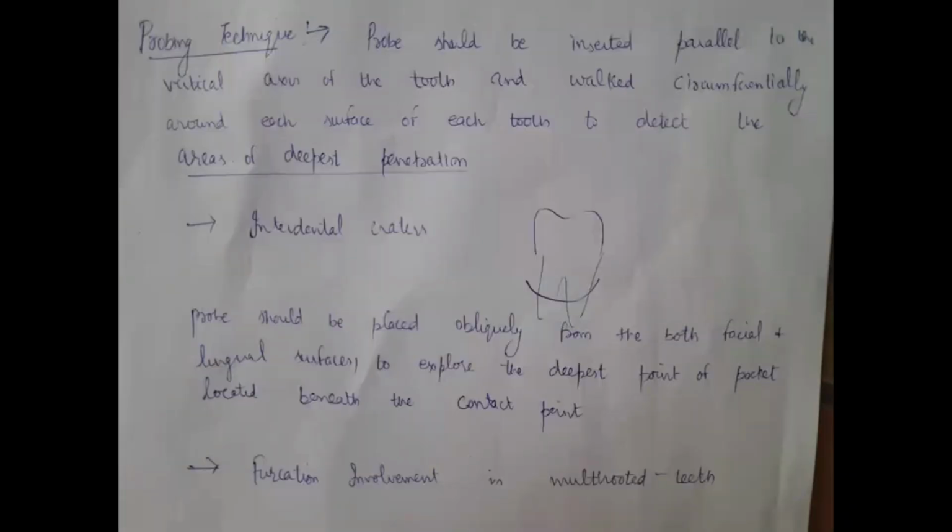Now, probing technique. The probe should be inserted parallel to the vertical axis of the tooth and walked circumferentially around each tooth so that it can detect the areas of deepest penetration. In the interdental craters, the probe should be placed obliquely from both facial and lingual surfaces to explore the deepest point of the pocket located beneath the contact point.